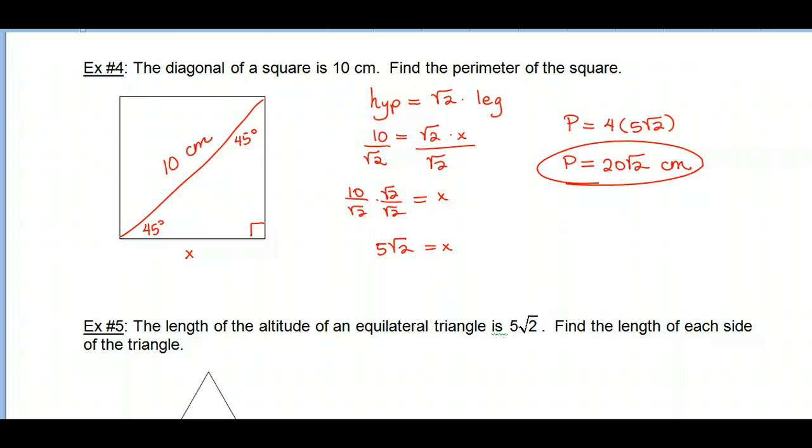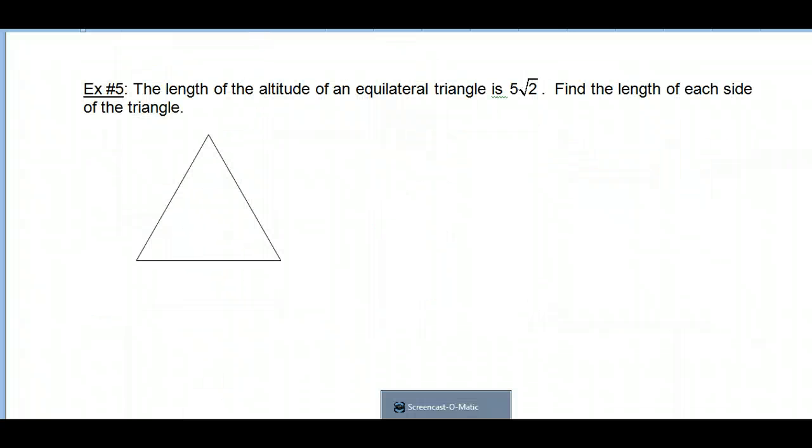Okay, let's look at the last example. I got 5 root 6 over 3. I just got 10 root 6 over 3. Yeah, 10 root 6 over 3 is my hypotenuse, and then 5 root 6 over 3.